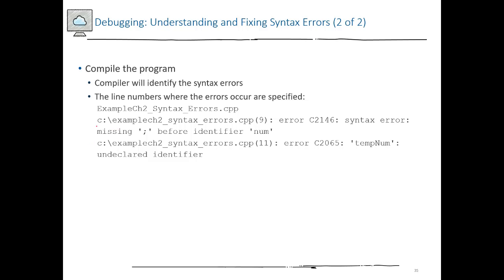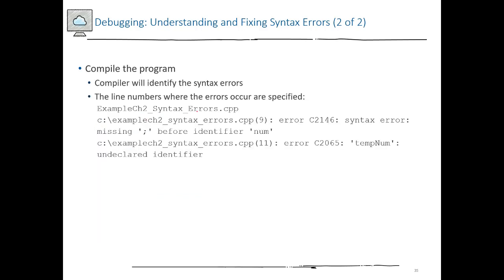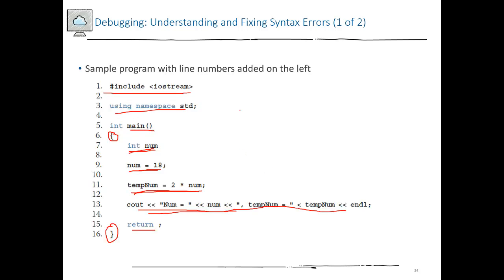So in this case, your error says: syntax error, missing semicolon before the identifier num, right? So if you go here on line 7, there's a semicolon missing before you use the num here. Okay, that's what it's telling us.